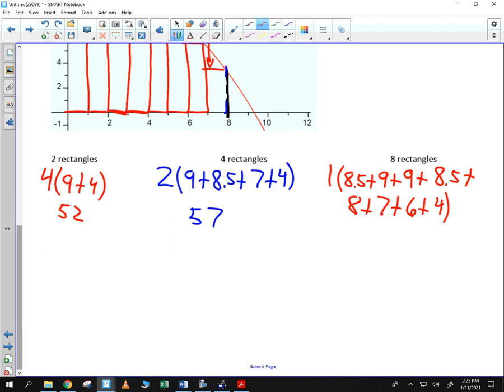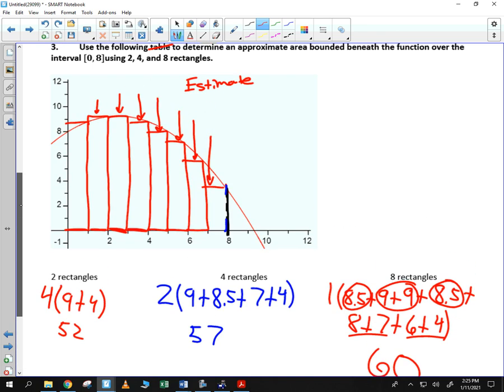We add these up. I have 18 and 17. 18 and 17 make 35. Plus 10 is 45. Plus 15 is 60. So it looks like I've got 60 out of that. And there you have it.